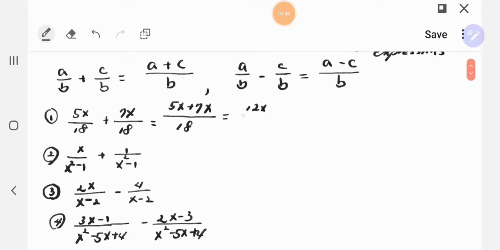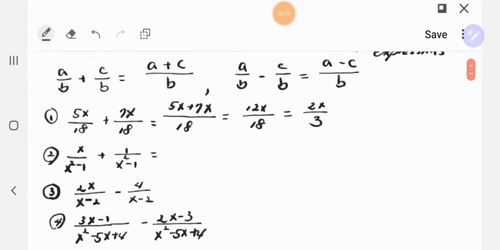That is 12x over 18. 12 and 18 can be reduced. We divide the numerator and denominator by 6, and we get 2x over 3. So we just added two fractions and then simplified the result.